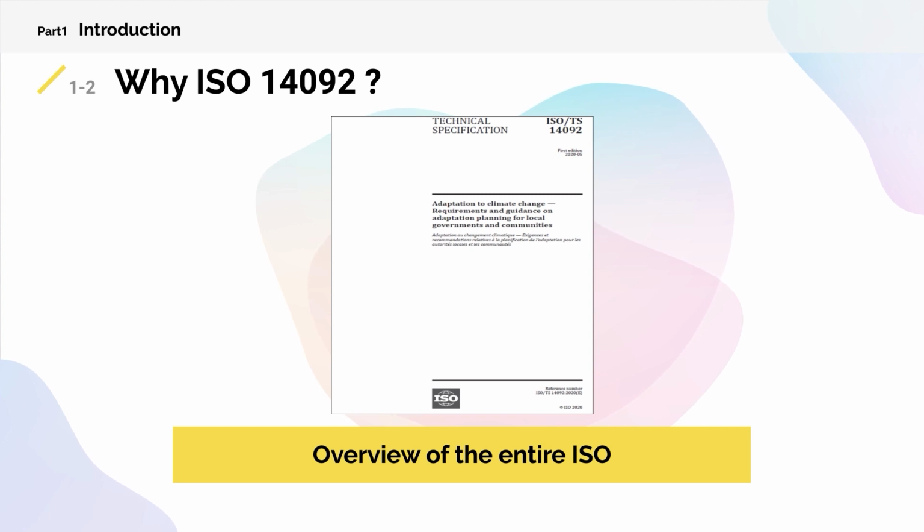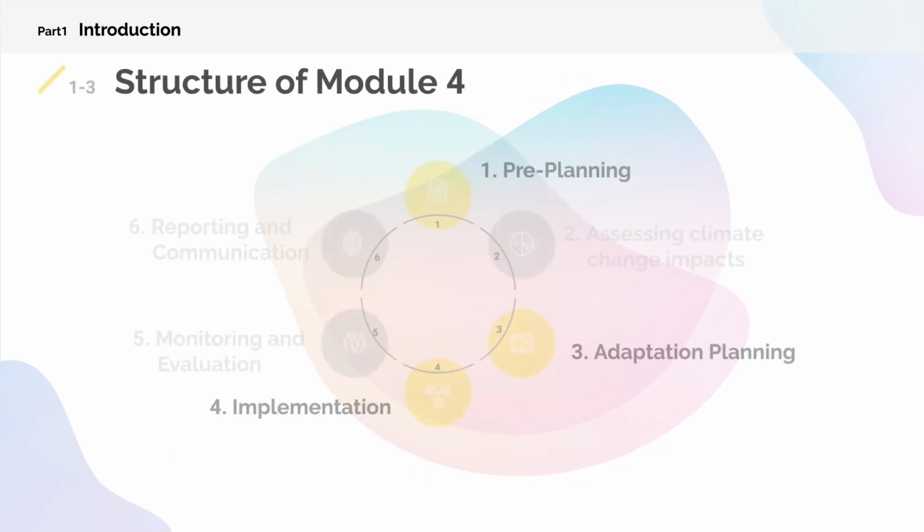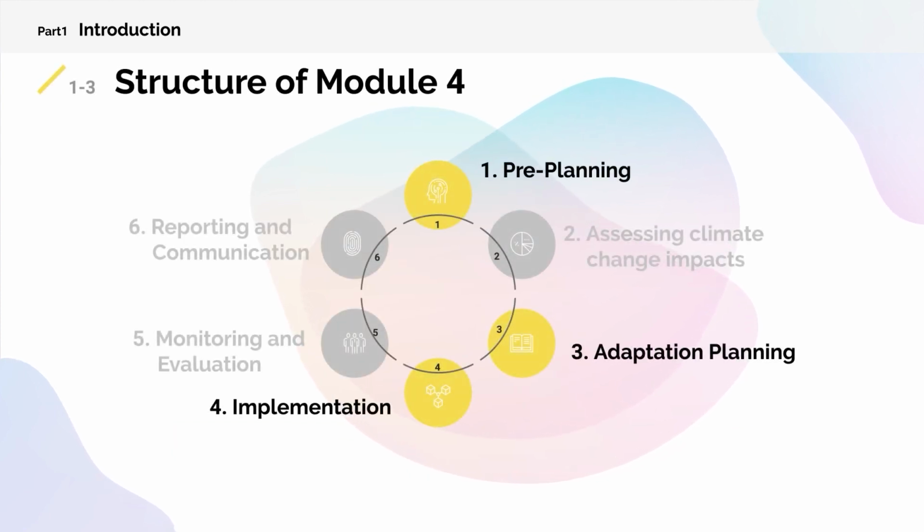Module 4 provides Japanese case studies on policy decision-making and resource mobilization to implement adaptation measures to address risks in line with ISO. The insights gained from the content of ISO 14092 will help you understand the processes and frameworks needed to develop and implement climate change adaptation plans within local governments and communities. ISO 14092 covers local governments and communities. Here, Module 4 focuses on local government officials and community development officers.